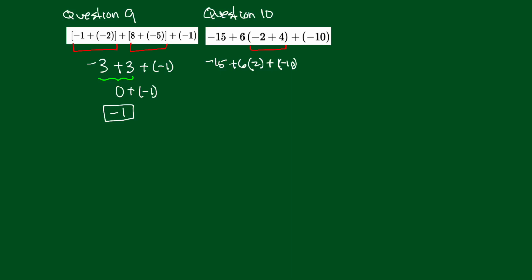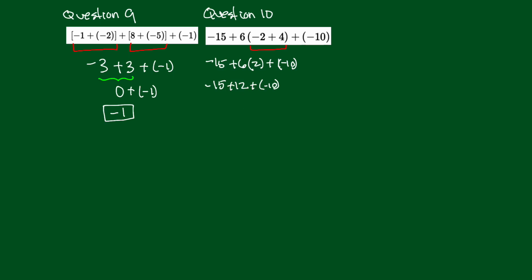Now, I just have an addition, a multiplication, and an addition. So by the order of operations, let's do that multiplication first. +6 times +2 is a 12. So I'll get -15 plus 12 plus that -10. Now it's just additions. That addition and that addition.